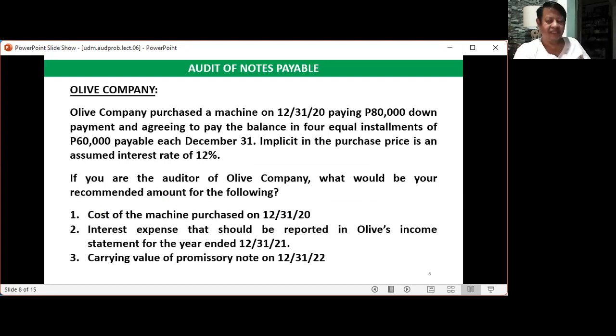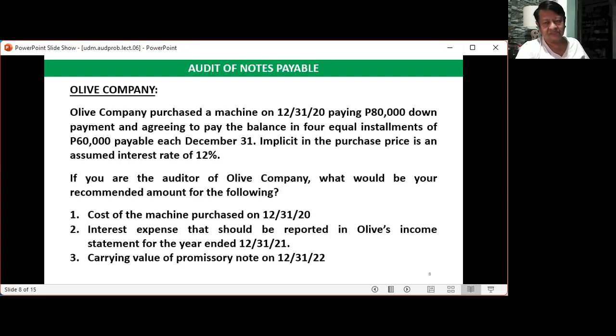So let's proceed to another problem regarding the audit of notes payable, and this is about the story of Olive Company. Olive Company purchased a machine on December 31, 2020, paying 80,000 pesos down payment and agreeing to pay the balance in 4 equal installments of 60,000 pesos, payable each December 31. Implicit in the purchase price is an assumed interest rate of 12%.